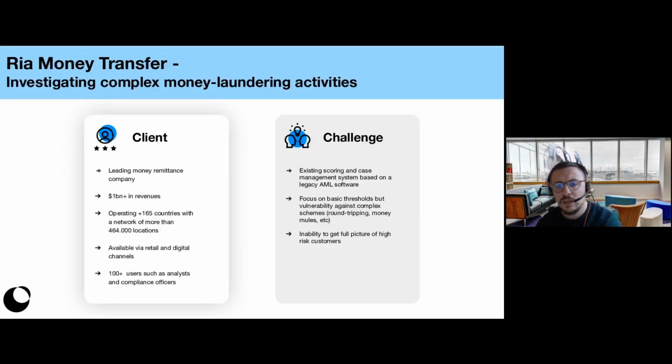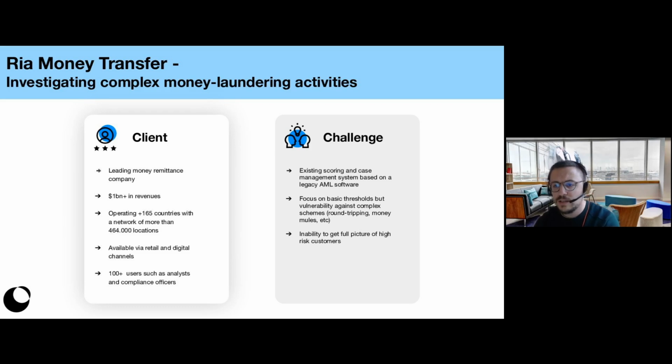A success story that we have on AML with Linkurious is with a company called Ria Money Transfer, which is a leading money remittance company generating roughly $1 billion in revenue, operating in more than 165 countries, available via retail and digital channels. And the tool Linkurious is actively used by more than 100 analysts and compliance officers daily.